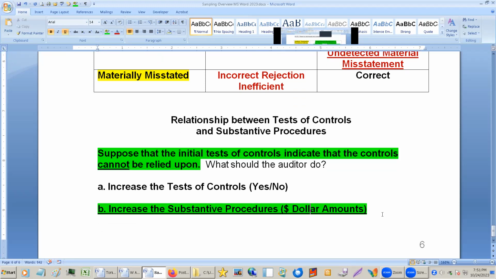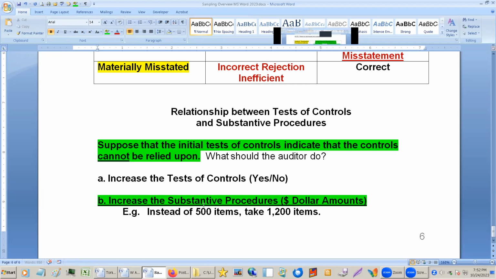So, for example, maybe your plan says that you need 500 items for substantive testing. Take 1,200 items or whatever it is. So you're going to increase your substantive testing. Say, look, forget about the controls. We're not going to take 500 items. That's not going to be enough. We wanted to rely on the controls, but we can't do it. So we'll bump this up to 1,200 or whatever amount you think you're going to need to go to.